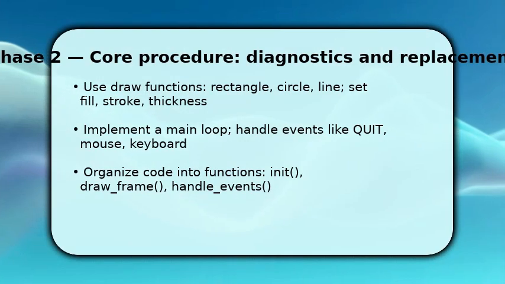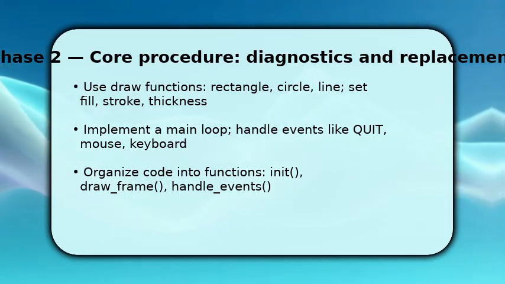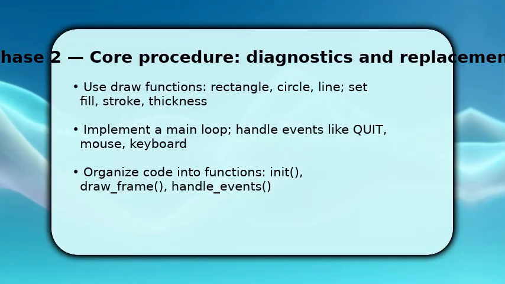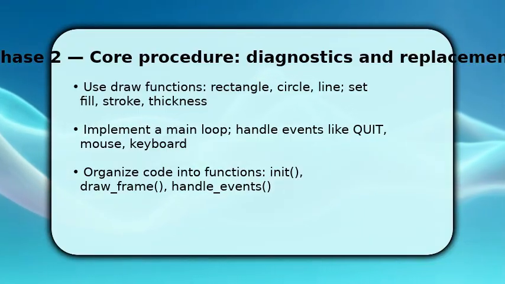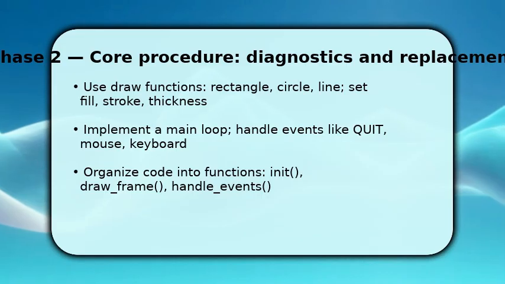Now you add content and control. Call shape routines to draw rectangles, circles, and lines, setting fill, stroke color, and thickness so visuals match your design. At the same time, implement a main loop that updates frames and processes events. Handle quit, mouse clicks, and keyboard presses to make the scene interactive.